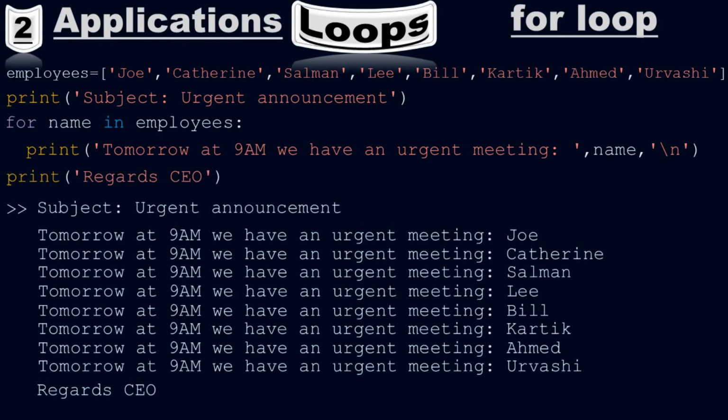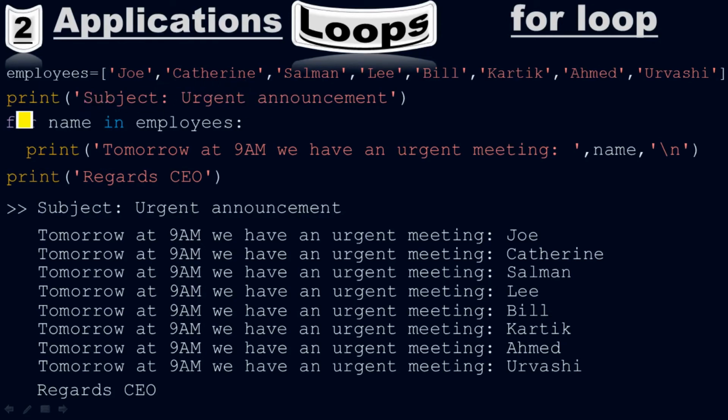So when you run it, you will get this output. This will be the output of this program. Look, this is the list of the employees. Employees is just the name of the variable that we gave. You can give any name. It's just the identifier which represents this whole list. So the list of the employees are Joe, Catherine, Salman, Lee, Bell, Karthik, Ahmad, Urvashi. These are the top 8 employees of the company.